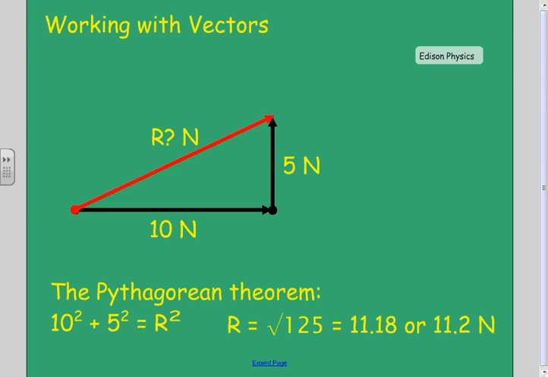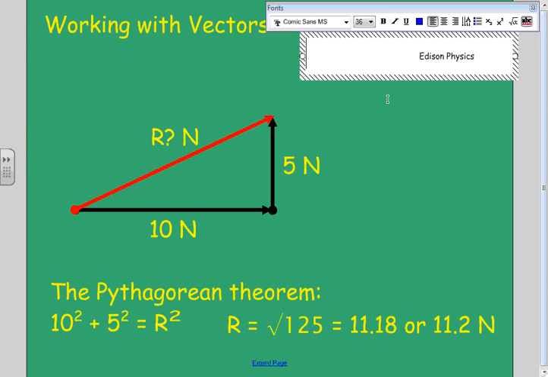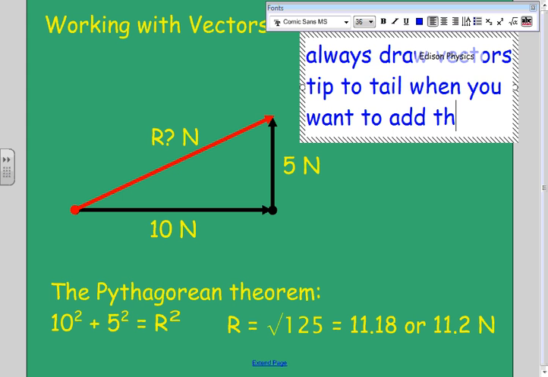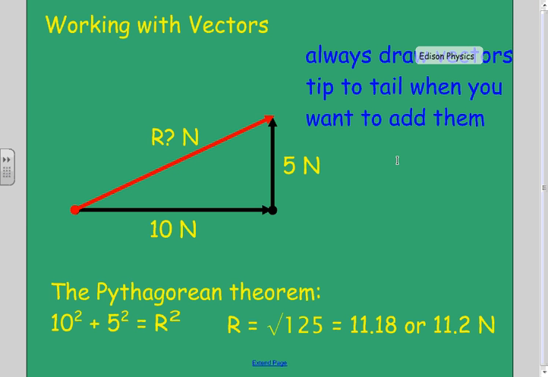Okay? So the working with vectors portion of this little segment, the key thing to remember: always draw vectors tip to tail when you want to add them. Once you've drawn them tip to tail, then draw your resultant vector. If they're on the same line, it's easy to figure out how long the resultant vector is. If they form a right triangle, it's still easy to figure out how long the resultant vector is.